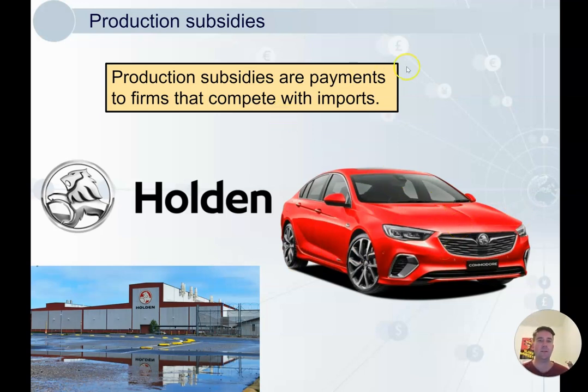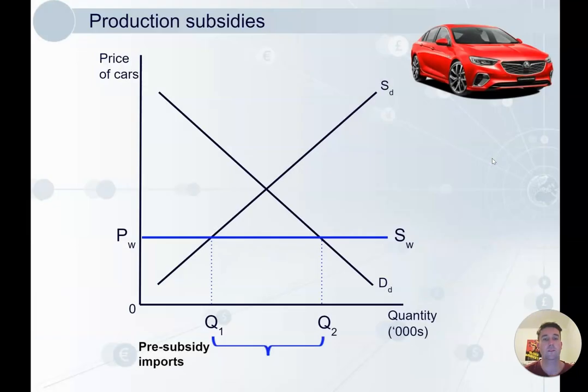Now, subsidies are payments to firms for producing a good. So for each car they produce, they get money for producing a car, and it helps them compete with imports. It keeps their costs of production lower so that they can be competitive on price with the other imported cars. Okay, so here's our free trade diagram.